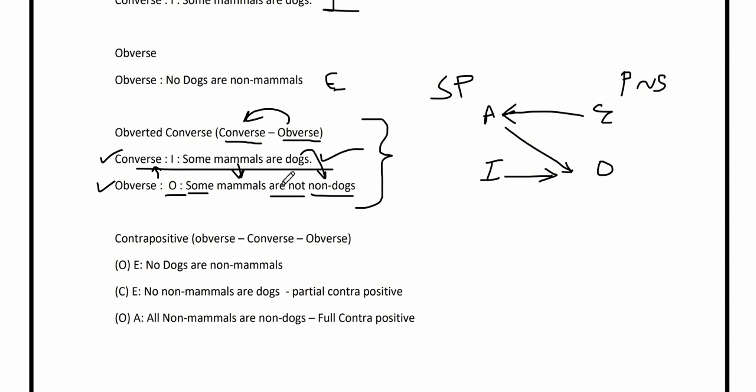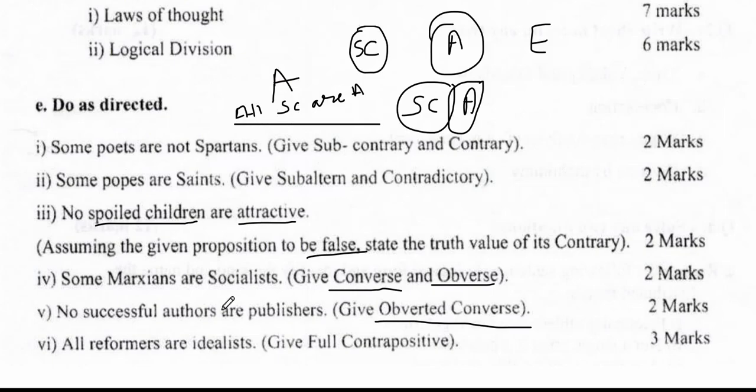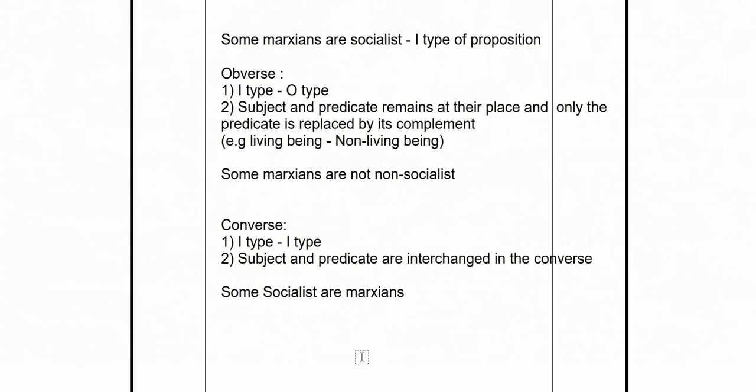Okay, next we'll solve that sum first. It says here, "No successful authors are publishers." Let's just type it out.